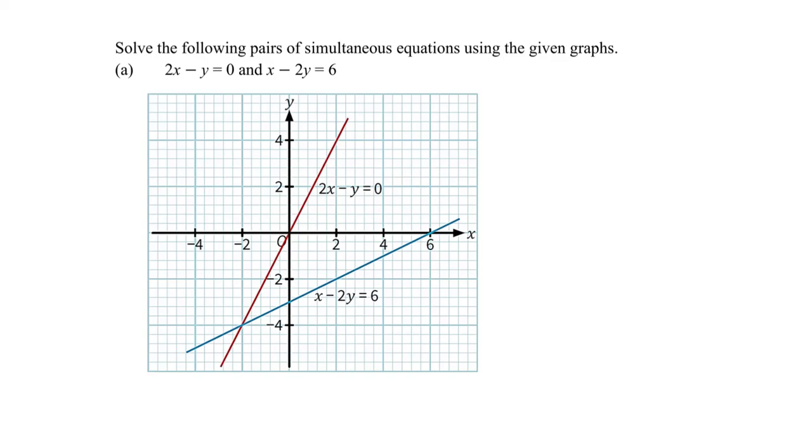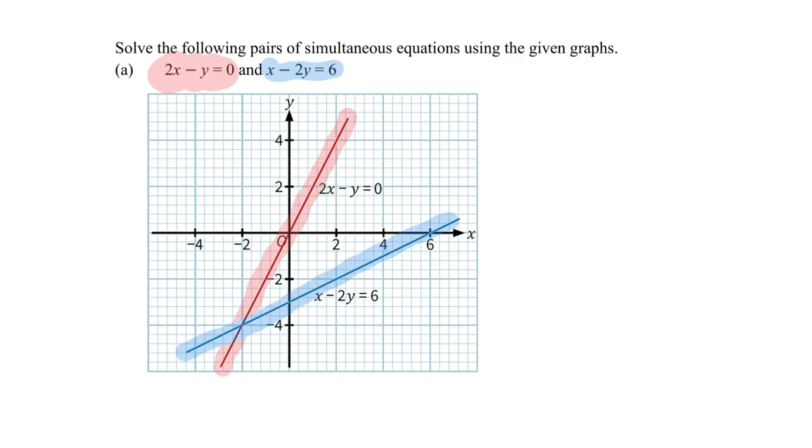Hello everyone, welcome to this video where we are required to solve the following pairs of simultaneous equations using the given graphs. So for part A, the two graphs are drawn. This is the red color graph, 2x minus y equals 0, which is here. And the blue color graph, x minus 2y equals 6.